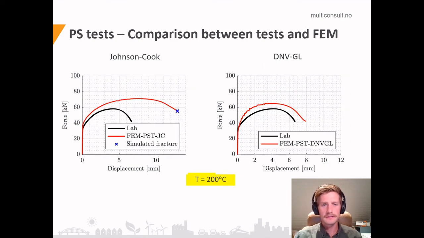At 200 degrees, we see that the Johnson-Cook model overshoots the force again, and the displacement at failure is way too high compared with the experiments. The DNV-GL model provides again a more accurate solution at 200 degrees. For this model, there was no failure criterion incorporated, but the curves were clipped at the same force level as the corresponding experimental tests. So we see that the DNV-GL model seems to perform better than the Johnson-Cook in this situation.